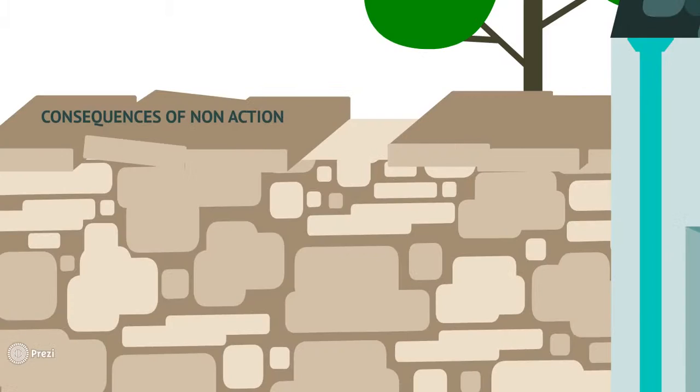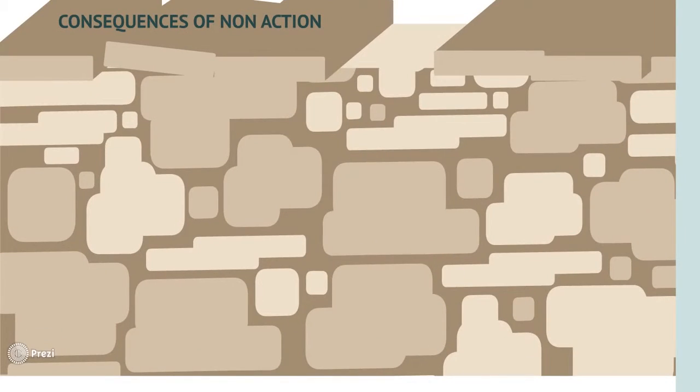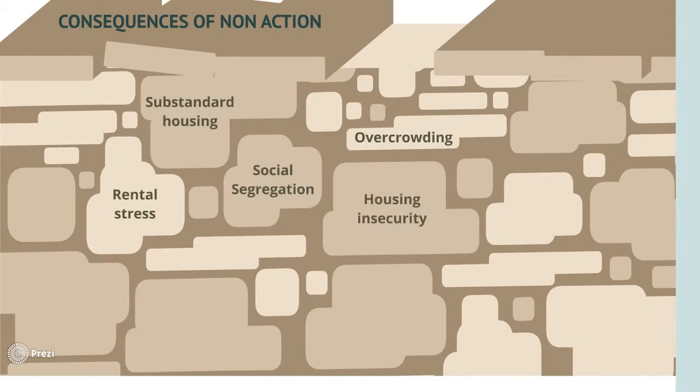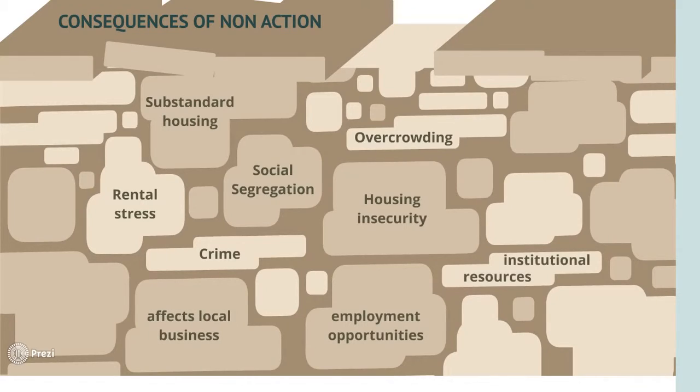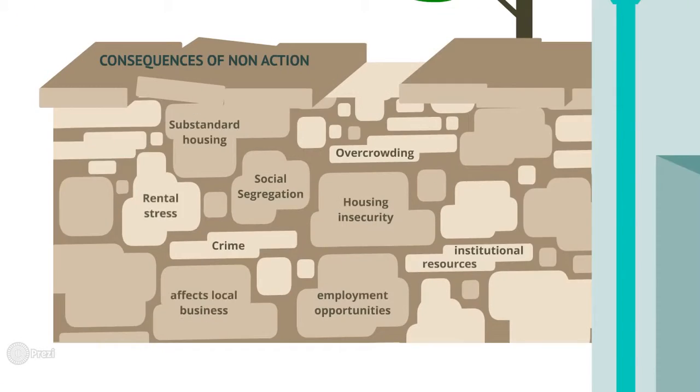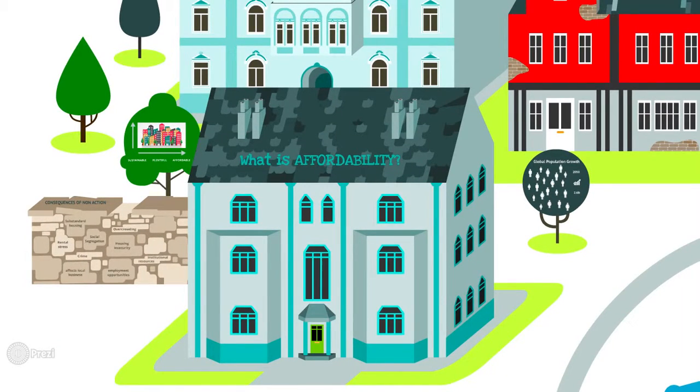The consequences of not taking action on affordable housing lead to rental stress, overcrowding, substandard housing, social segregation, and housing insecurity. Segregation further magnifies crime, affects local businesses, employment opportunities, and other institutional resources. This creates a cycle in which crime, health, and educational problems will continue.